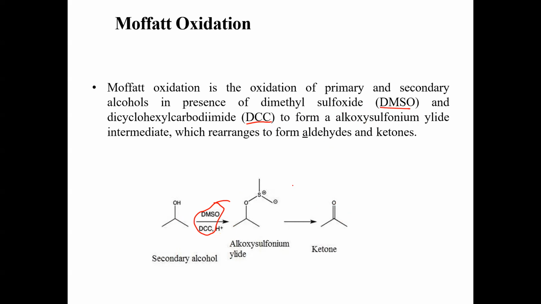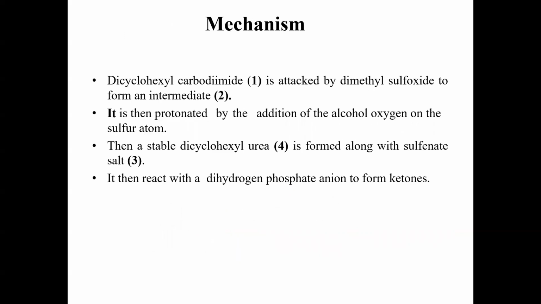So, in Moffatt oxidation, primary and secondary alcohols react with DCC in the presence of DMSO. What will it give you? It will give you an aldehyde or a ketone depending upon the substrate we are using. Using a secondary alcohol, we get a ketone, and if we use a primary alcohol, we get an aldehyde. This is the first application, called Moffatt oxidation.